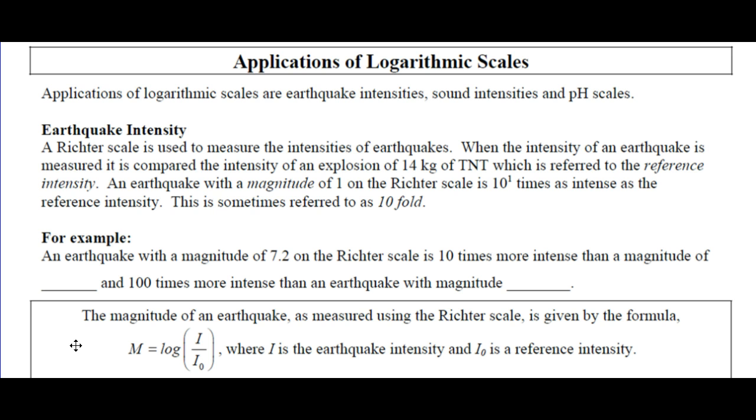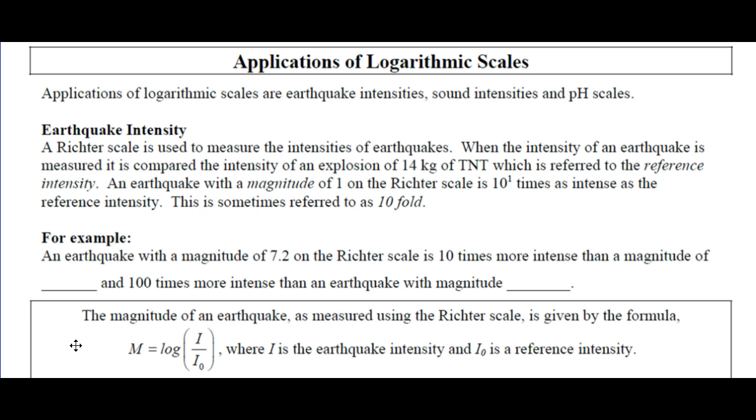But it's a logarithmic scale, so an earthquake with magnitude 1 on the Richter scale is 10 to the 1, or 10 times as intense as the reference intensity, sometimes referred to as tenfold. So if it was a 2 on the Richter scale, how much more intense than the reference intensity? 100 times, right? 10 squared. A 3 on the Richter scale would be 10 cubed.